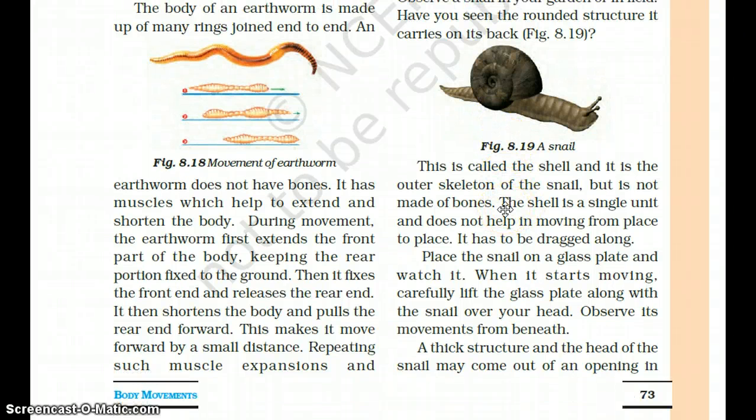So when a snail moves, first it extends its foot through an opening in the shell. There is an opening in the shell and it extends its foot. To get attached to the smooth surface, the animal produces mucus, and the muscular foot produces a series of wave-like movements. The foot moves in a wave-like fashion, and it helps the animal to move forward. The shell is dragged along with the foot.